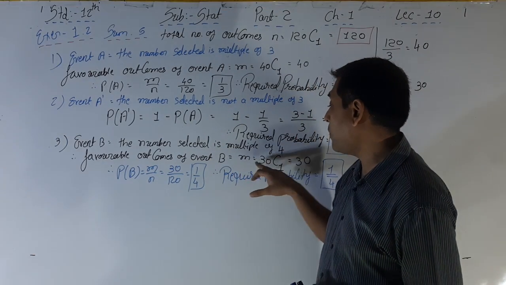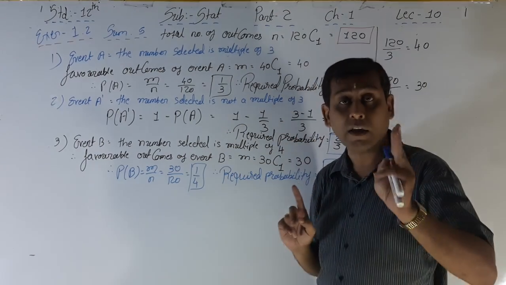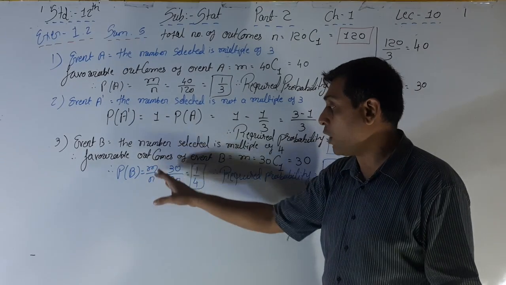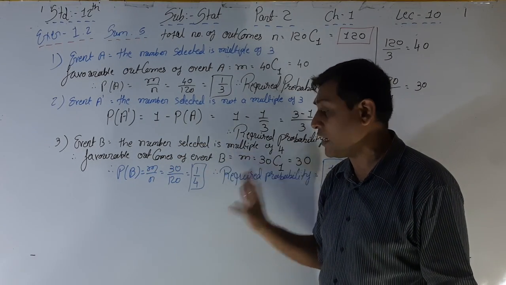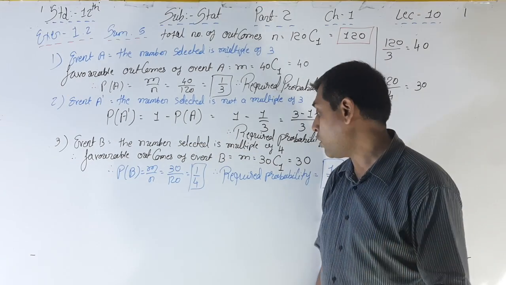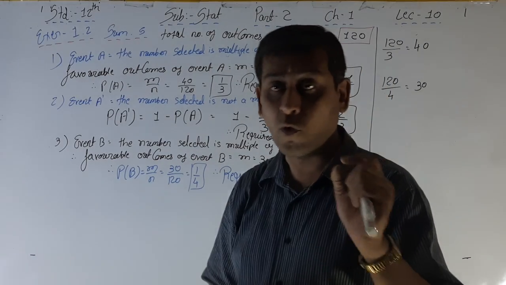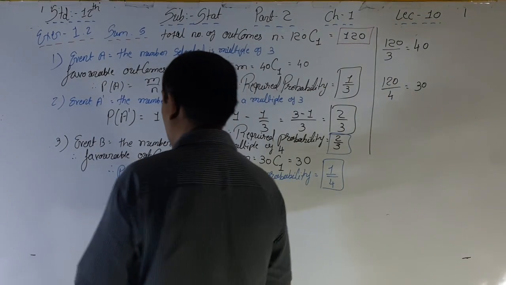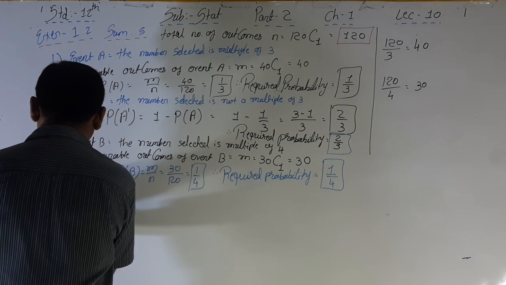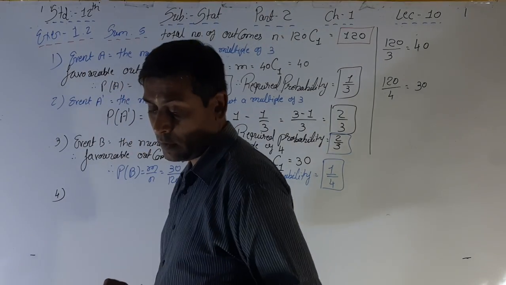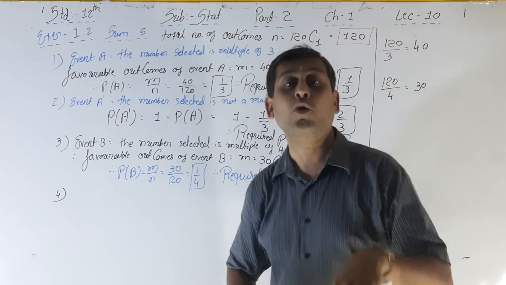That's why favorable outcomes is equal to 30C1, that is 30. Now P of B is equal to M upon N is equal to 30 by 120, it is equal to 1 by 4, and that's why required probability is 1 by 4. Okay, now the fourth point, not a multiple of 4.